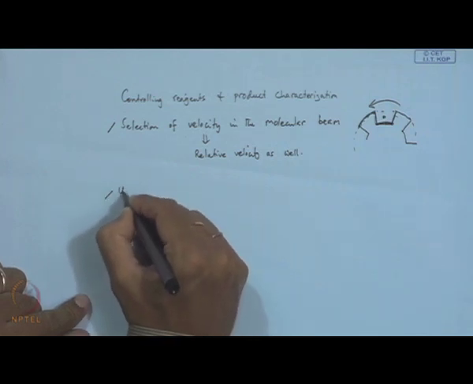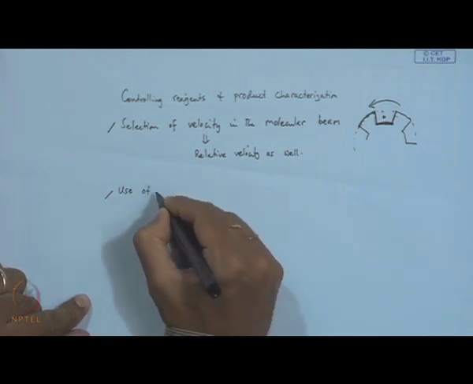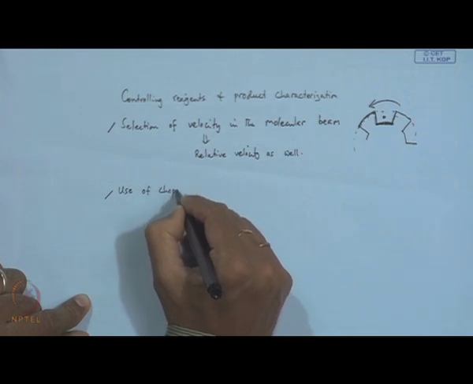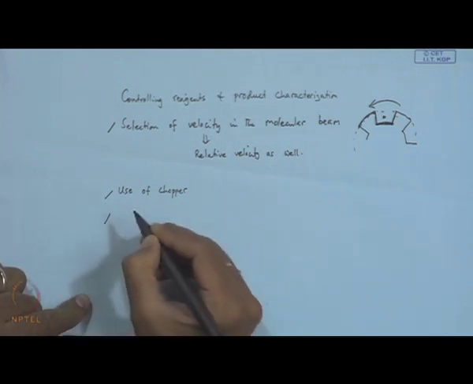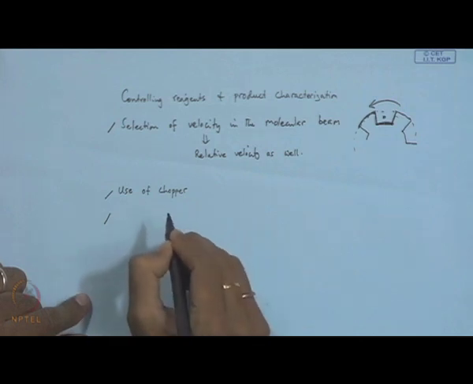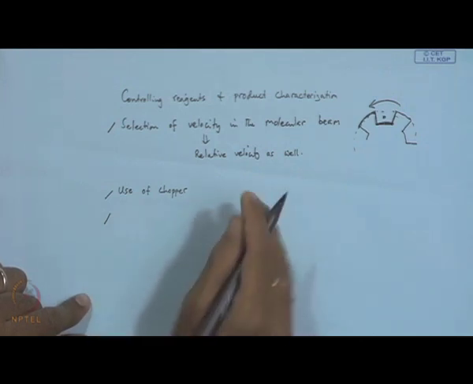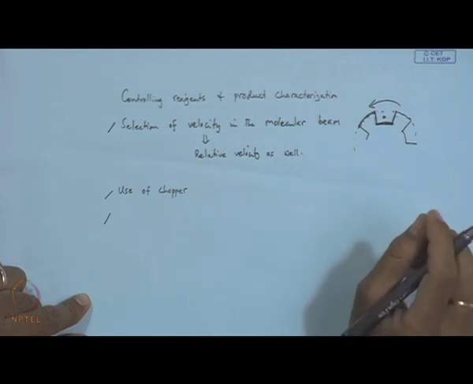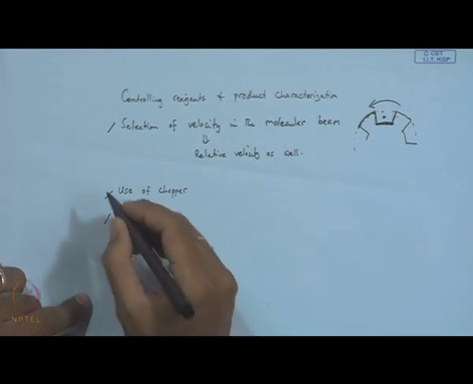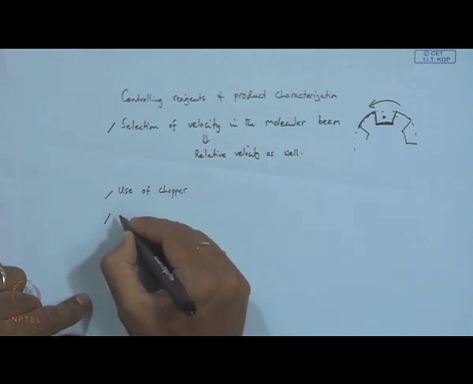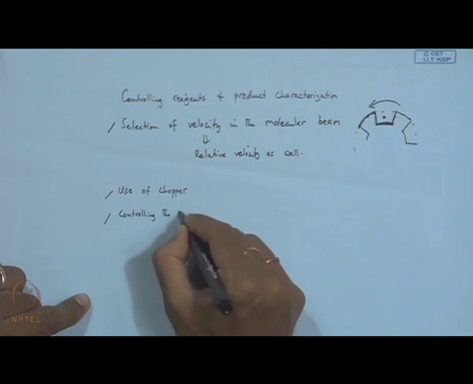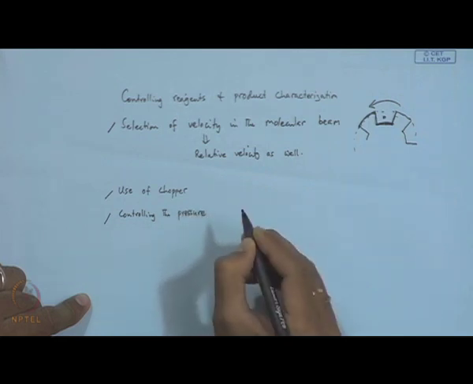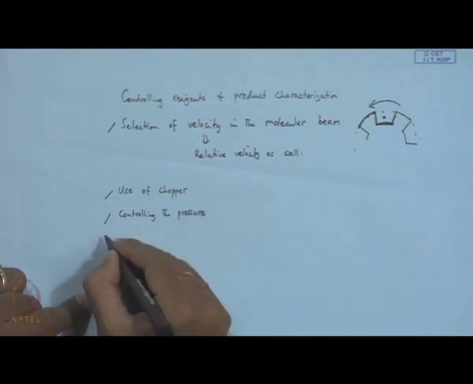Next is the use of a chopper. Maybe if you change the pressure difference between the source and the target, that will also change the velocity. So controlling the pressure, okay.